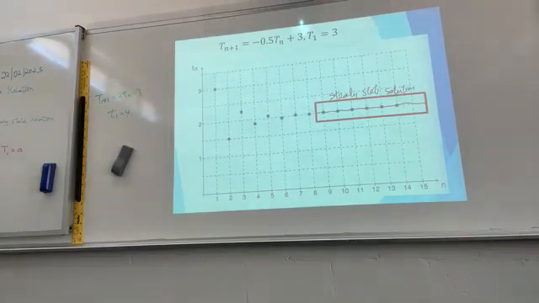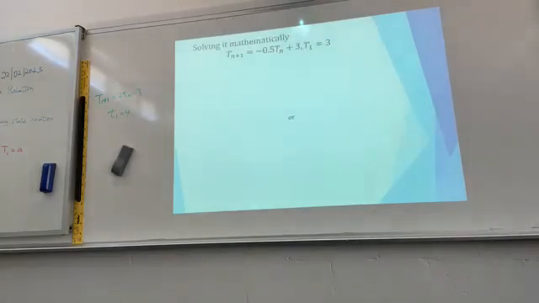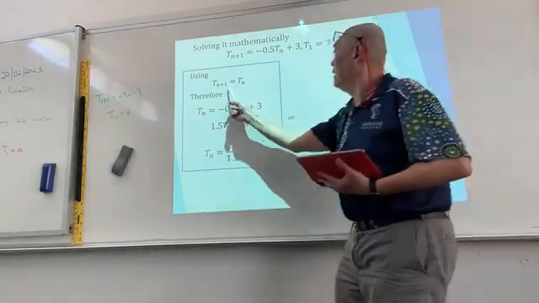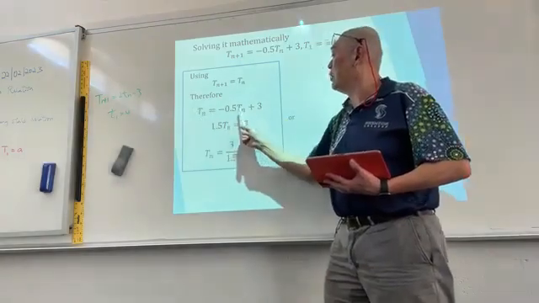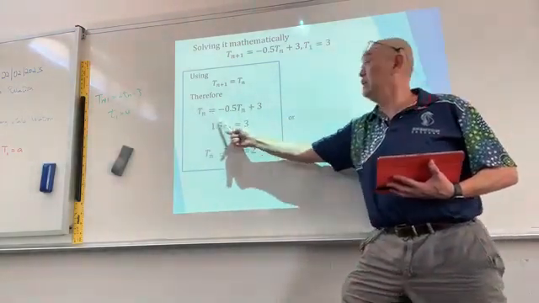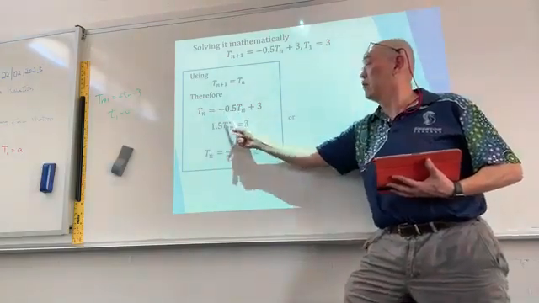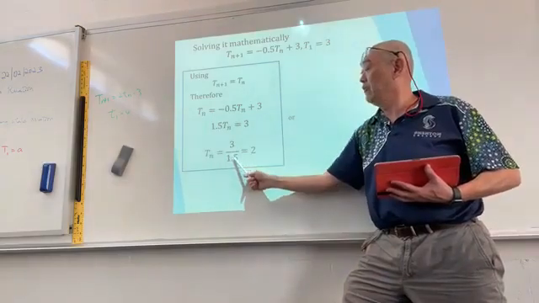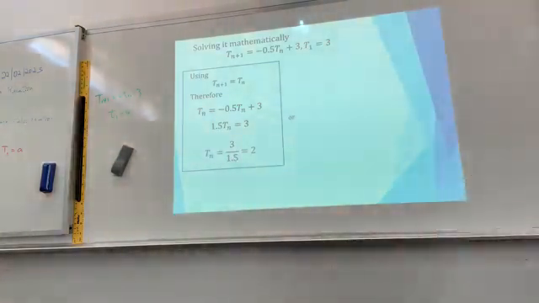So what happened is, let's solve this mathematically. If we think about Tn equals Tn plus 1, substituting Tn as Tn plus 1, you know that there's an unknown. So you can think of those as x, solving for x, and therefore 1.5 Tn equals 3, and therefore Tn equals 2. All right, so the long-term steady state solution is 2.